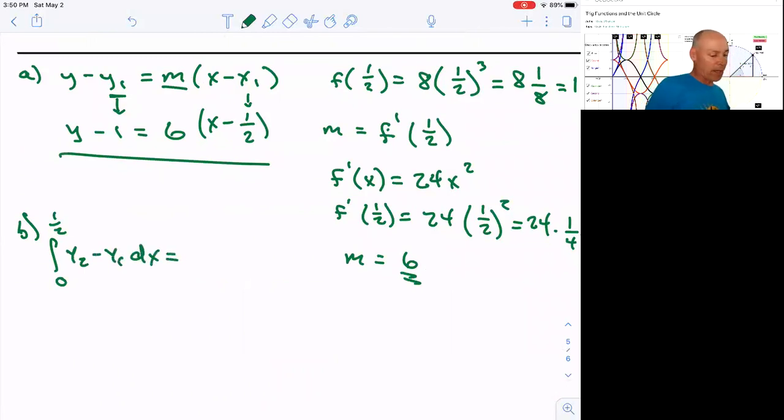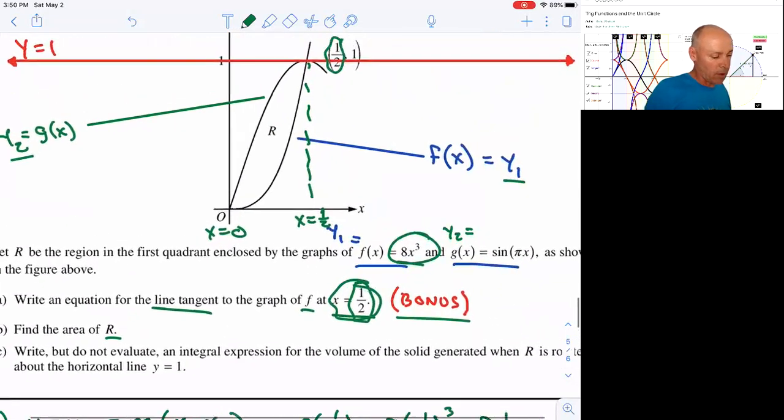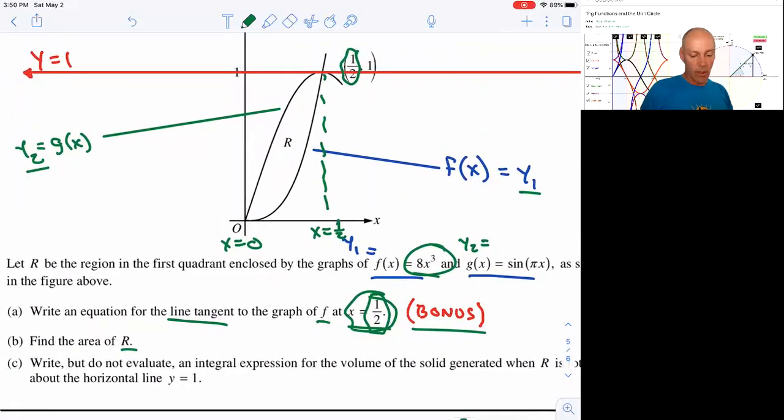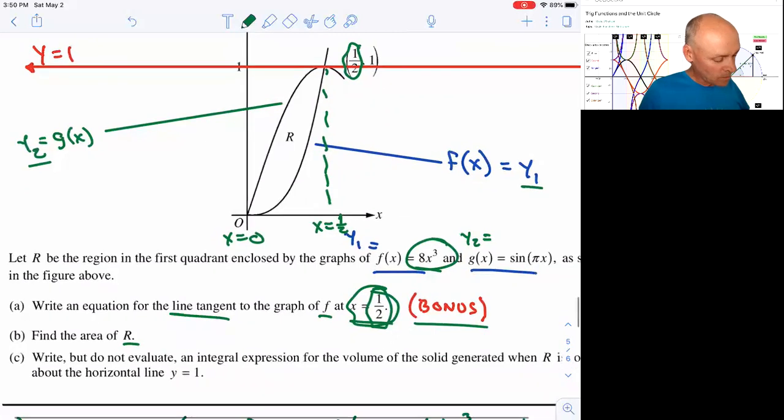dx. Okay, now I got to remember my calculator to put in the new functions for y1 and y2. Don't want the ones I was using from the last problem. Okay, so y1 is 8x cubed. And then y2 is sine of pi x. Sine of pi times x. Close parentheses. Sweet. Okay. All right.